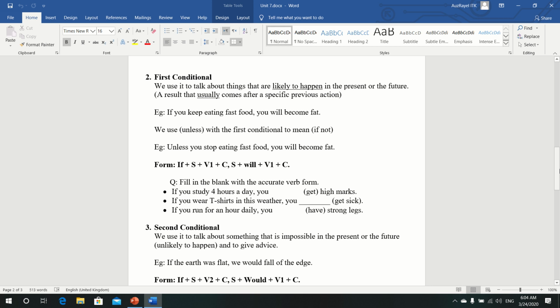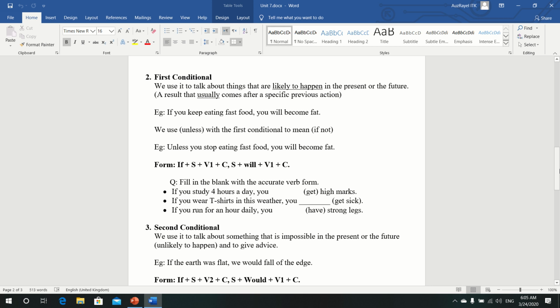Here in the first conditional we can use unless instead of if, but the point here is unless means if not. Okay, so it comes in the negative form. So we can say unless you stop eating fast food, you will become fat. It means that if you do not stop eating fast food, you will become fat.